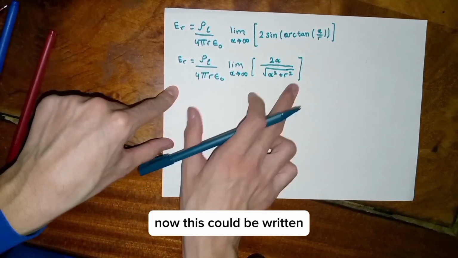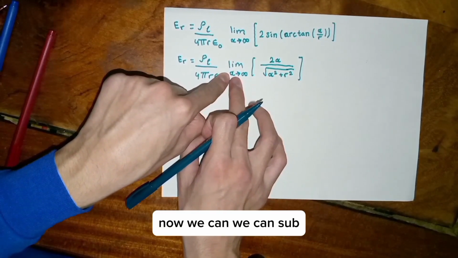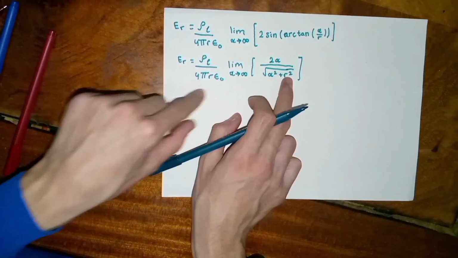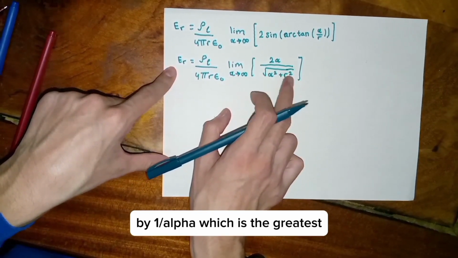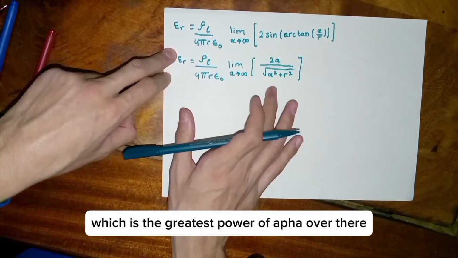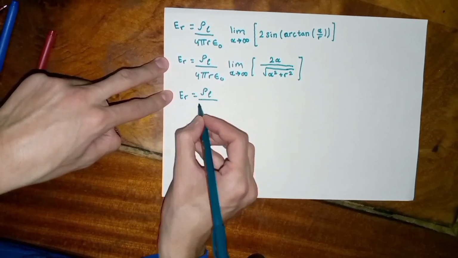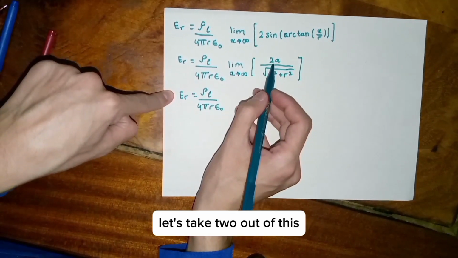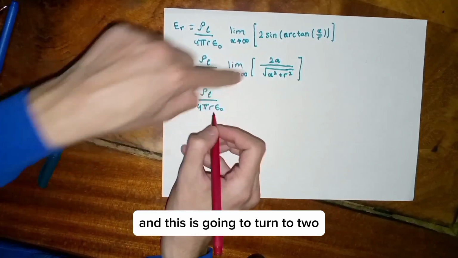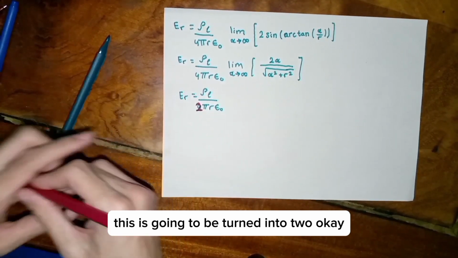Now this could be written differently. Now we can multiply the numerator and the denominator by 1 over alpha, which is the greatest power of alpha over there. Okay, and the answer is going to be, let's take 2 out of this, and this is going to turn to 2, as 2 over 4 is 1 over 2. This is going to be turned into 2.